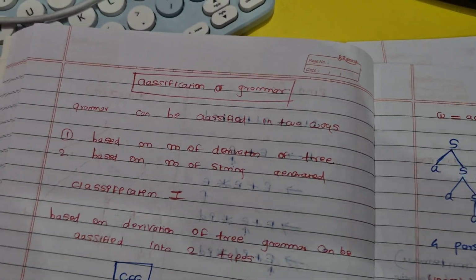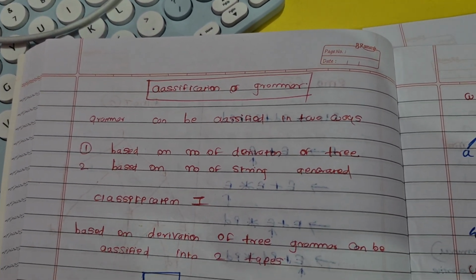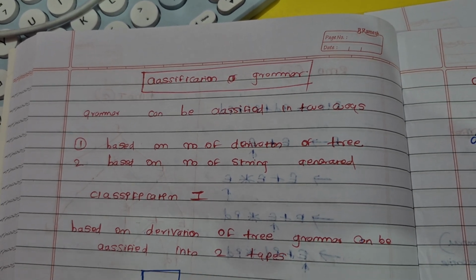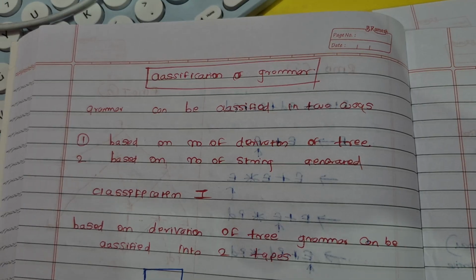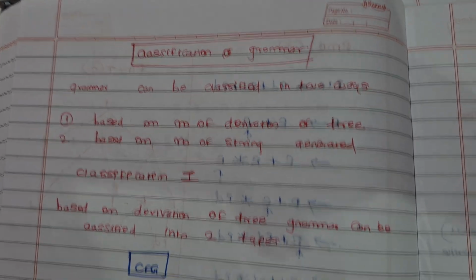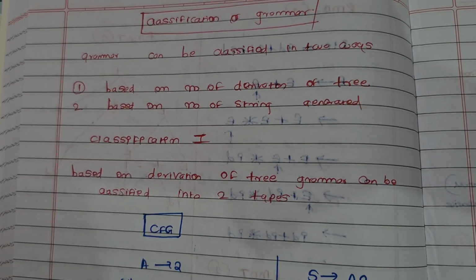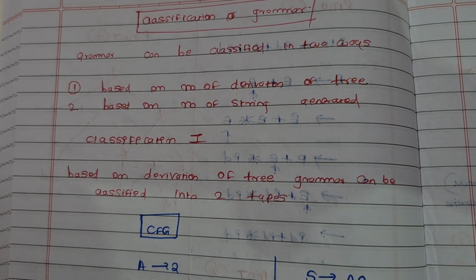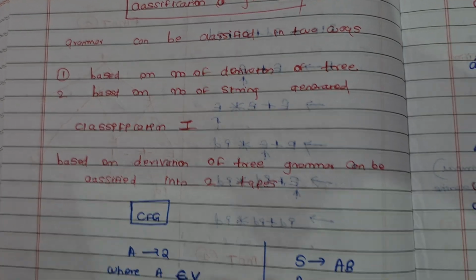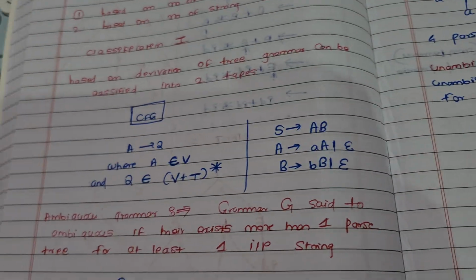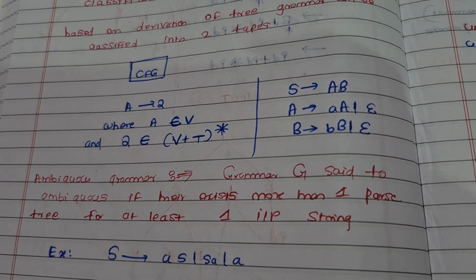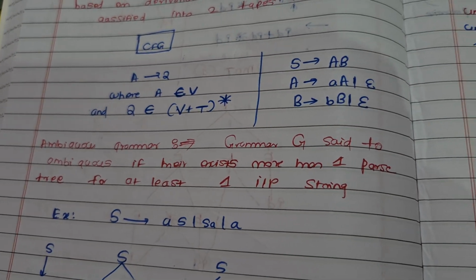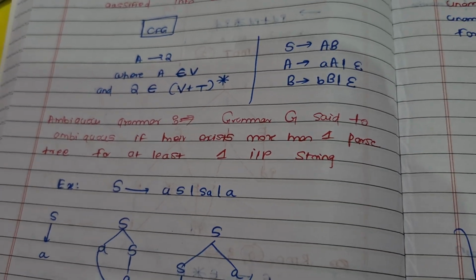Classification of grammar: grammar can be classified in two ways, based on the number of derivation trees and based on the number of strings generated. The first classification is based on derivation trees. Grammar can be classified into two types: CFG, and this is some basic concept of CFG explained, which is why I've written it here.